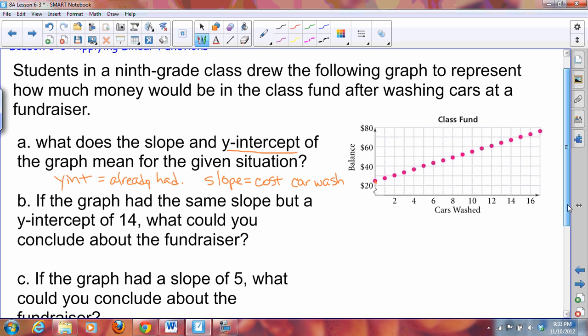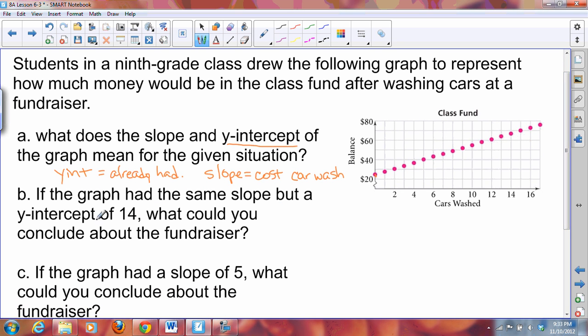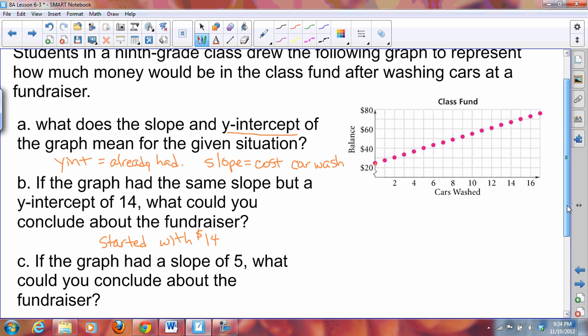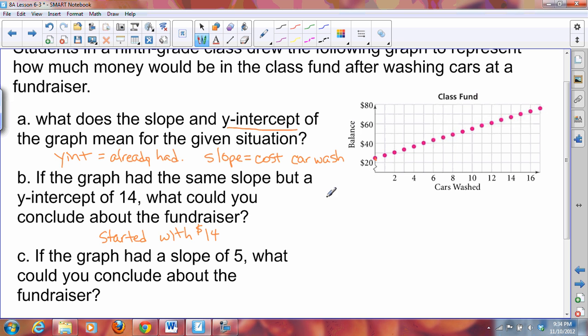Okay, if the graph had the same slope, but a y-intercept of 14 instead of 25, it looks like, then what could you conclude about the fundraiser? Well, that means that they started with only $14. If the graph had a slope of 5, looks like it's about 5, then what could you conclude? You could conclude that they charged $5 per car. So you can get that information from the graph.